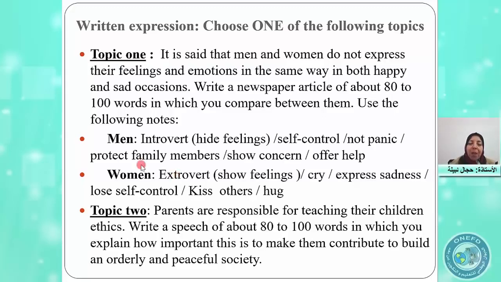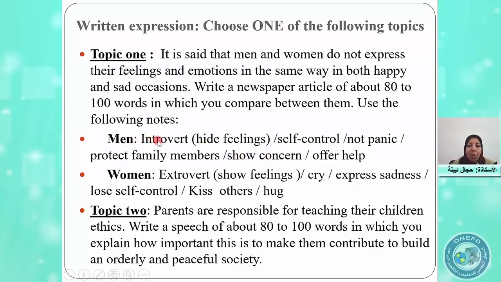Written expression. So in the bac exams, you are asked to choose one of the following topics, but I advise you to do the 2 topics at home. Topic 1. It is said that men and women do not express their feelings and emotions in the same way in both happy and sad occasions. So you will have to write a newspaper article of about 80 to 100 words in which you compare between them. Use the following notes.